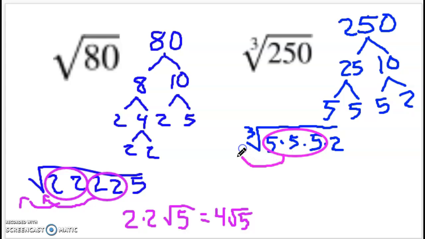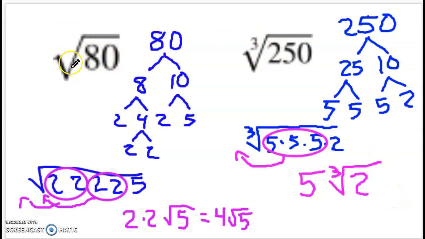Right? So that means those 5's can get pulled out. So that 5 would get pulled out, and then I would still have the cube root, and whatever didn't have a triplet or didn't have a group of 3 stays under. So that 2 would stay under. All right, so that is how we simplify cube roots.